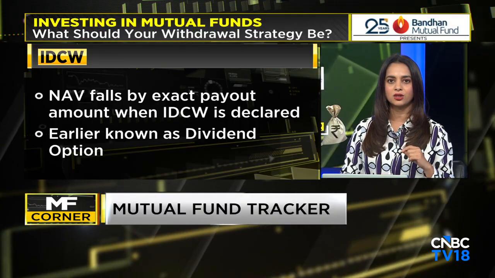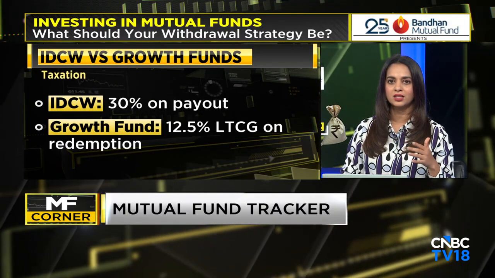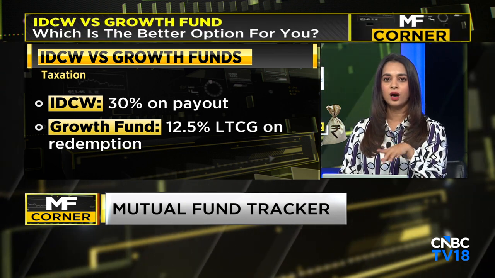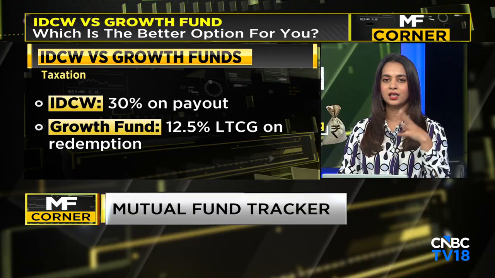Now, what's the taxation of this? Every IDCW payout is taxed at your income slab tax rate. So if you are in a growth fund with long-term capital gains, then you're taxed at 12.5%. In IDCW, you will be taxed at your slab rate. So if you're on the higher end of the slab rate, at 30%, then you will get taxed at that.